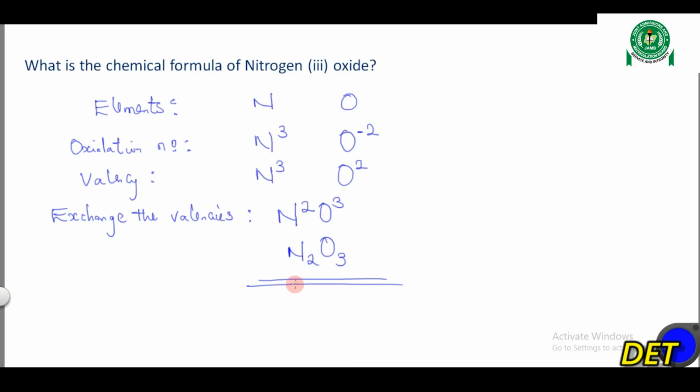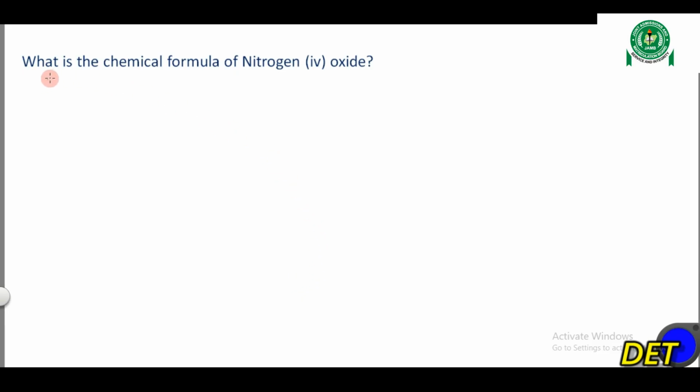Then let's look at another example that we have here. What is the chemical formula of nitrogen 4 oxide? The first thing that you want to do is to write out the elements. When you hear the name nitrogen 4 oxide, what comes to your mind? You have nitrogen there and you have oxygen there, right? So these are the two basic elements that are there.